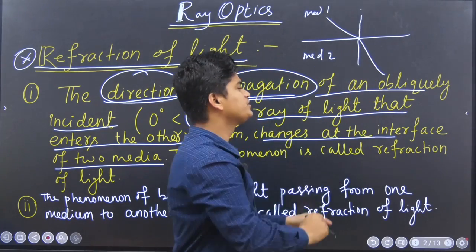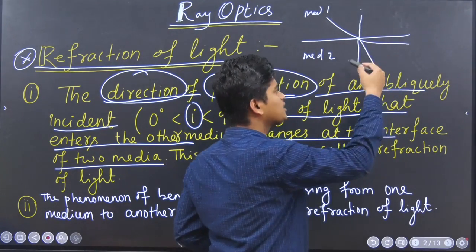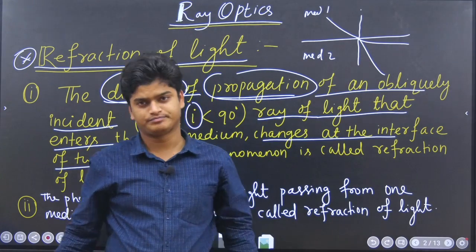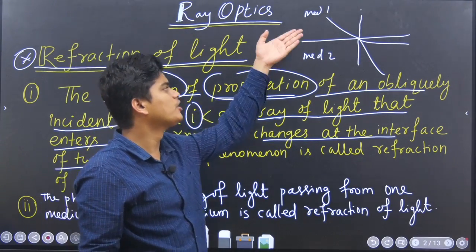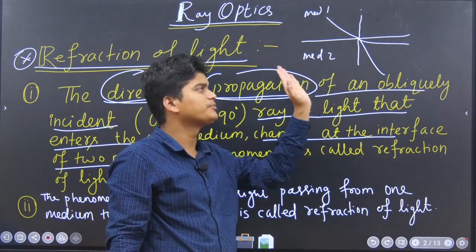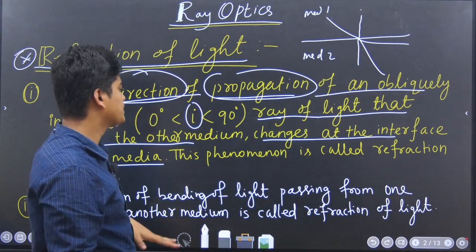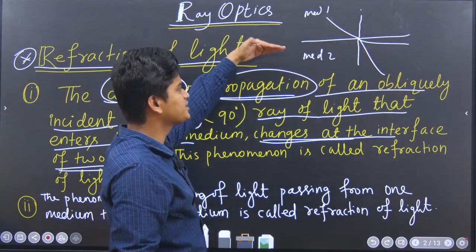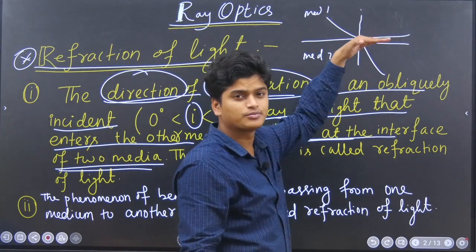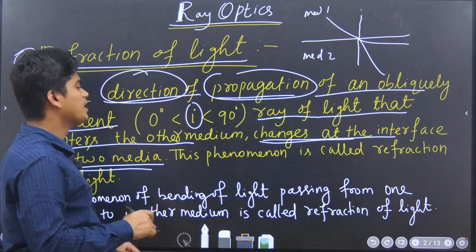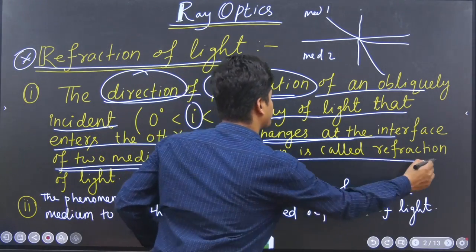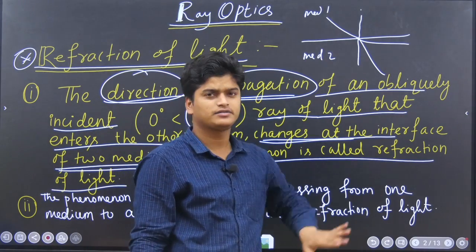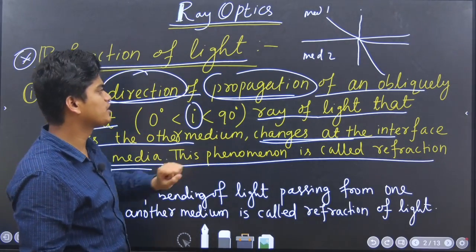But it depends on how it changes. It can change like this, it can change like this. So how it changes depends on the medium. Whatever medium you have taken, whether it is rarer medium to denser medium, or denser medium to rarer medium, it depends on that. We will understand that also, but they are telling it changes at the interface of two media. So this is basically the interface. At this interface of two media, it is changing. This phenomenon is called refraction of light. The same diagram we will understand. So first, this is the one definition we are understanding.